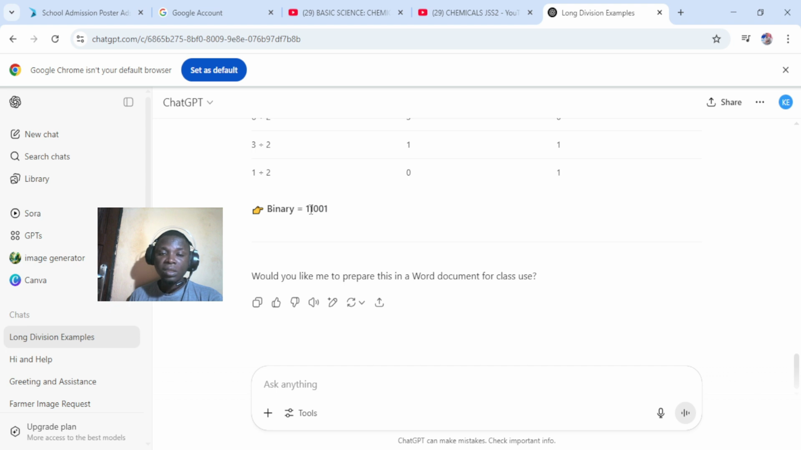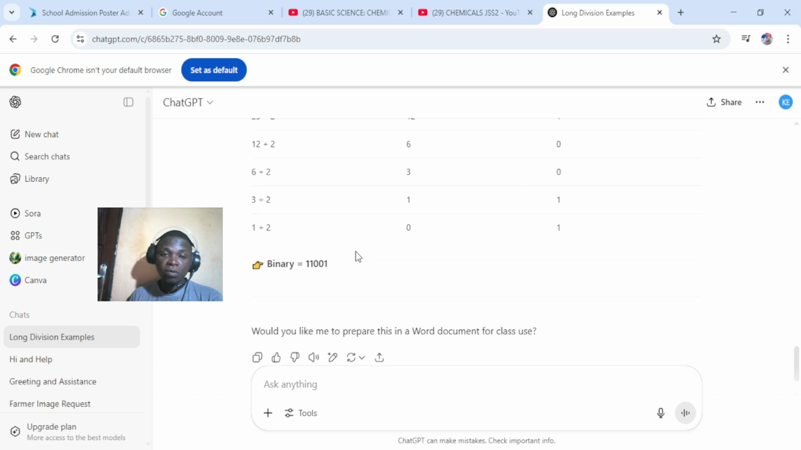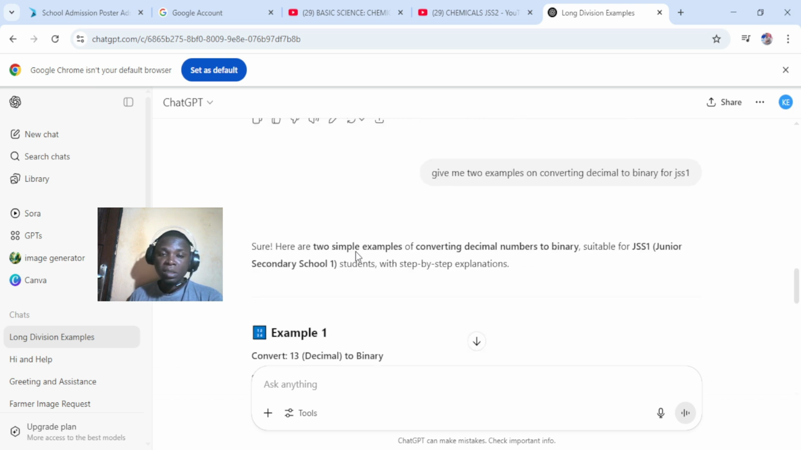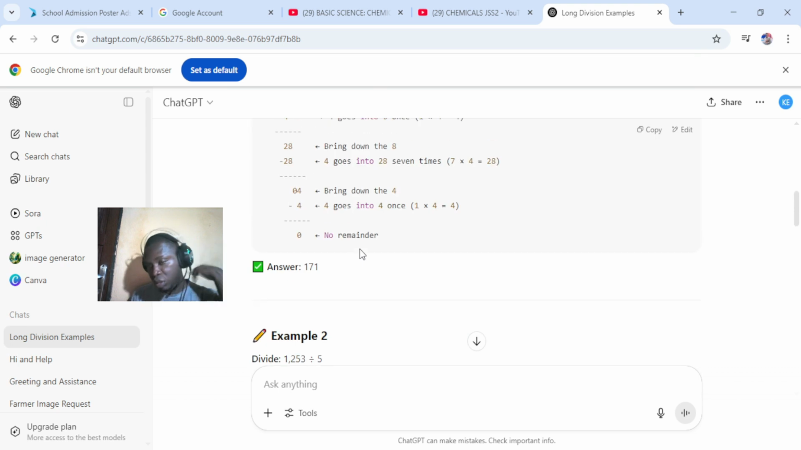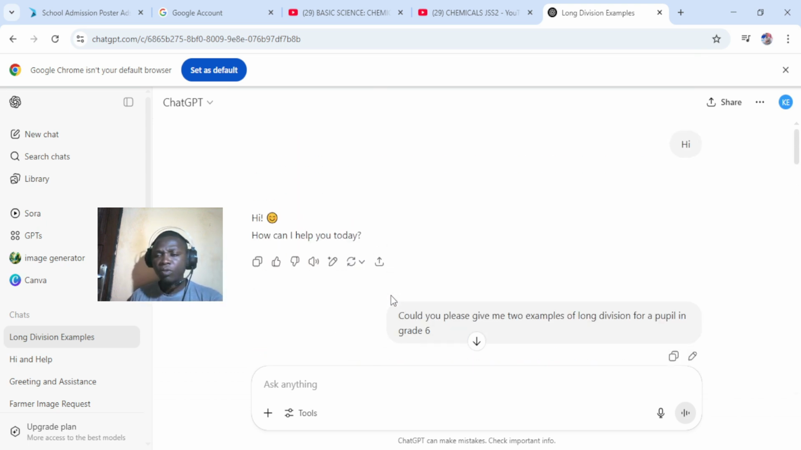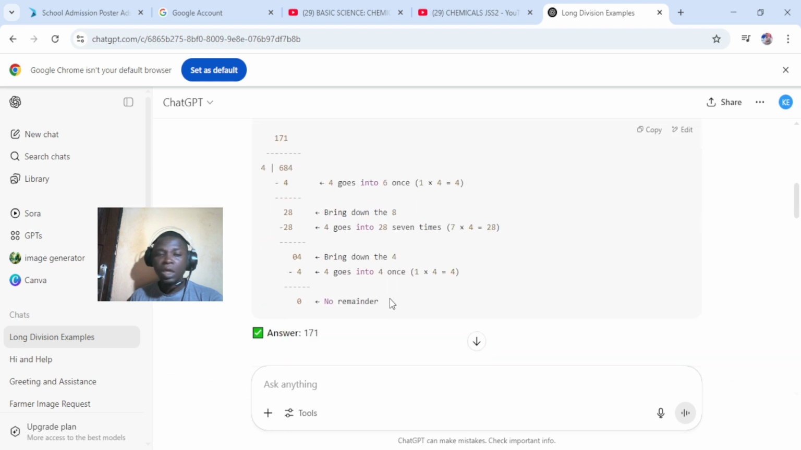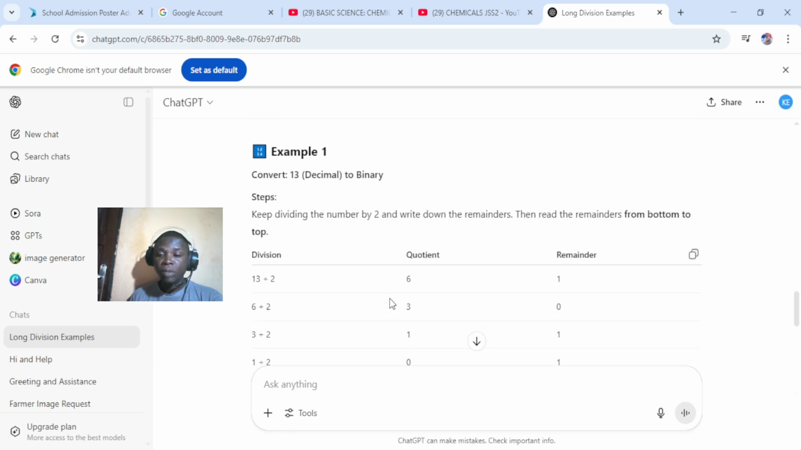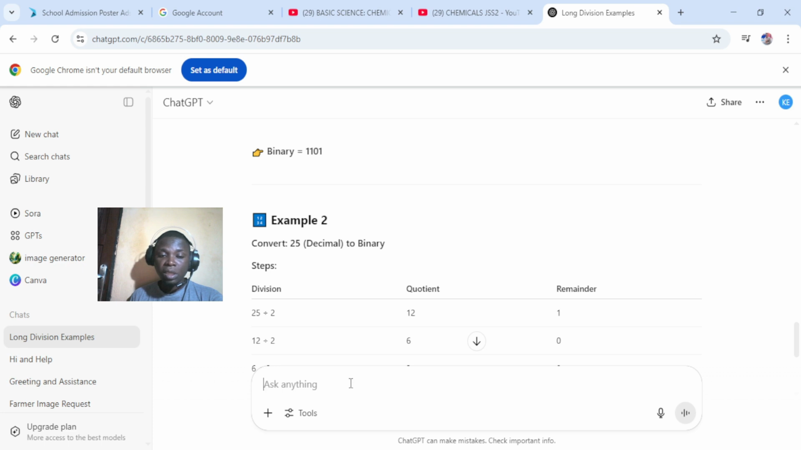Okay, so that is how to use ChatGPT for preparing a lesson, even in mathematics. Apart from teaching, it can be applied to any other profession you can think of. Any other profession at all, it can be applied.